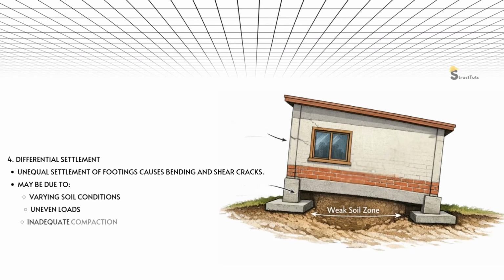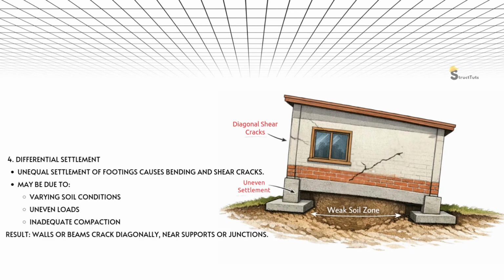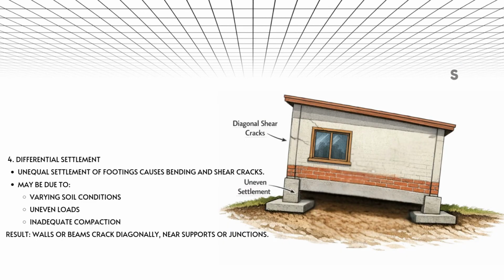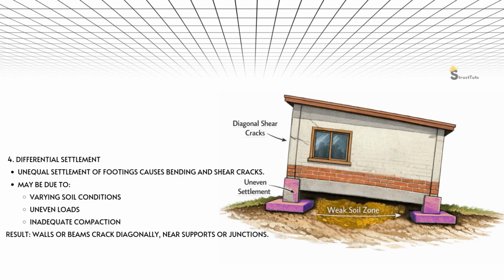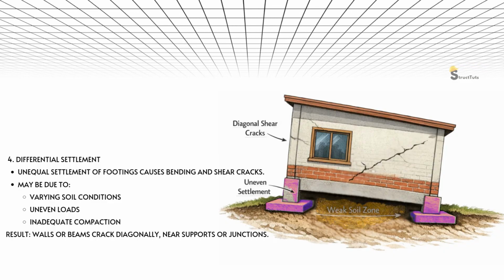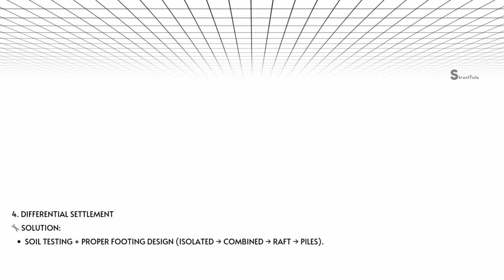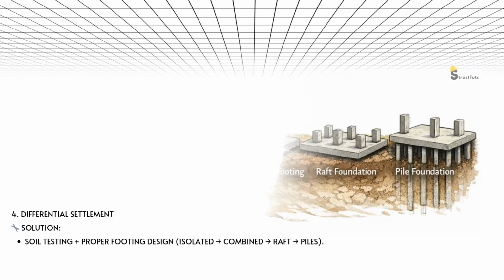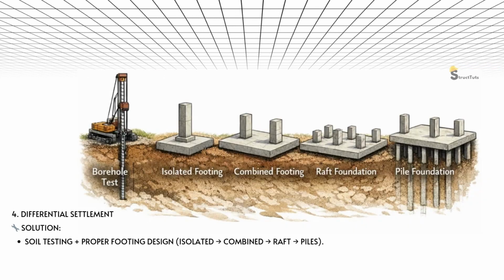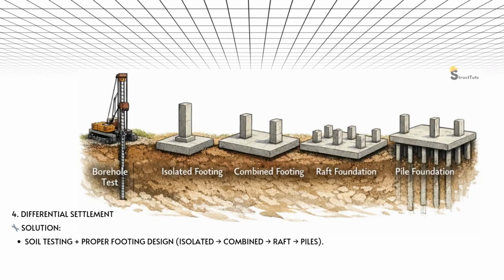Differential settlement occurs when footings settle unequally, leading to bending and shear cracks in the structure. This may be caused by varying soil conditions, uneven loads, or inadequate compaction. As a result, walls or beams may develop diagonal cracks, especially near supports or junctions. The solution is to conduct proper soil testing and design appropriate footings, progressing from isolated to combined raft or even pile foundations based on the site conditions.